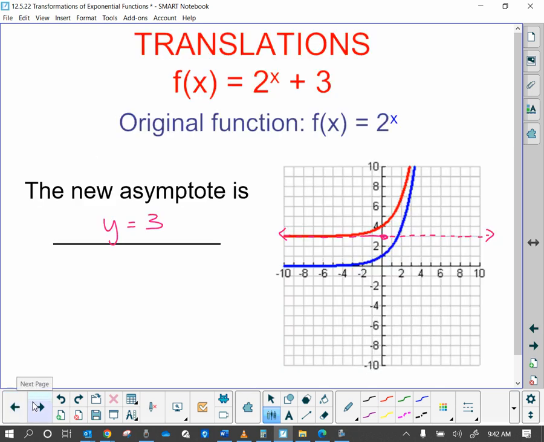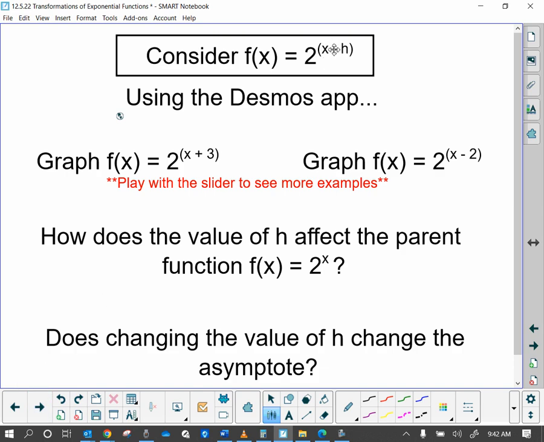Next, we're going to look at if we add or subtract something with the x. The first thing I'm going to say, if it's with the x, it's opposite of what you would think. Okay? So if it's plus 3, plus 5, you're going to the left. If it's minus, you're going to the right. So it's opposite. So what this h value does, it's going to move the graph left or right. And I want to show you that.